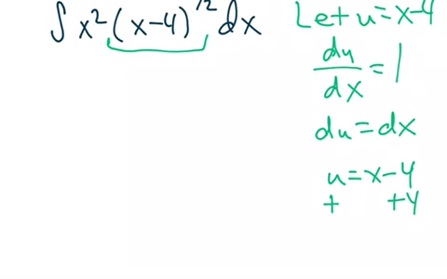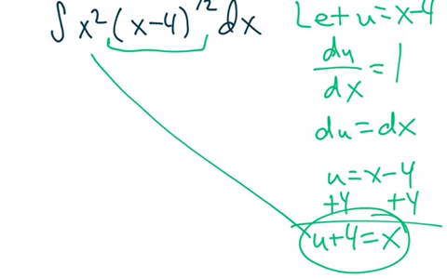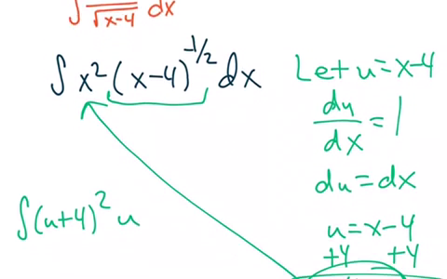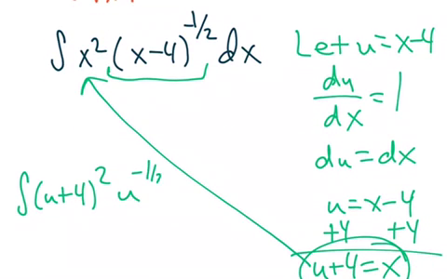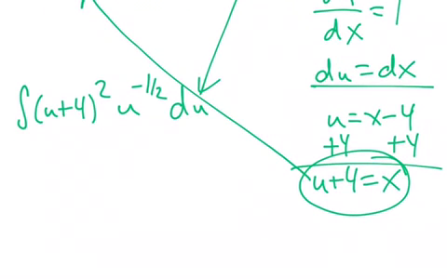We add 4 to both sides, and u plus 4 equals x. And so now I can go here where I have x squared and substitute u plus 4. So that gives me u plus 4 squared times u to the negative 1/2 du. Because du is dx, I can just replace dx with du. Okay, so something to work with.